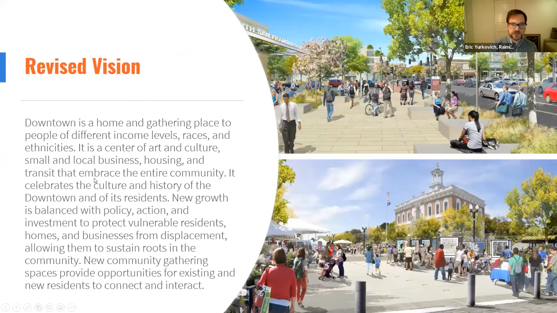So we went back to the drawing board with the vision statement, and this is the revised version of that vision statement. So I'm going to read it out loud. Downtown is home and gathering place to people of different income levels, races, and ethnicities. It is a center of art and culture, small business, housing, and transit that embrace the entire community.